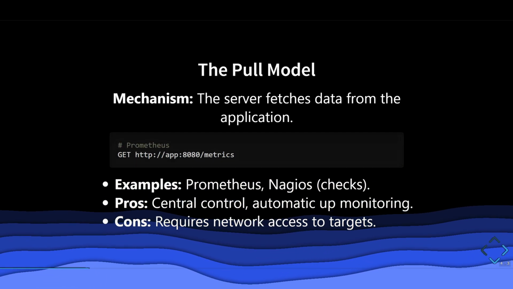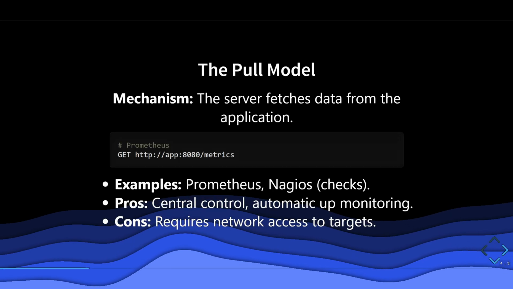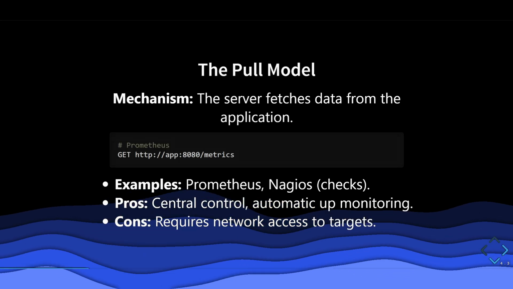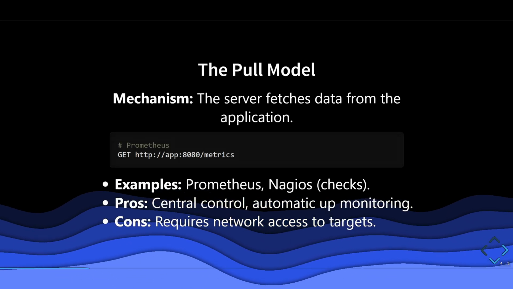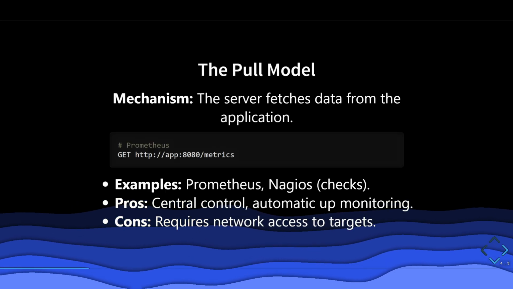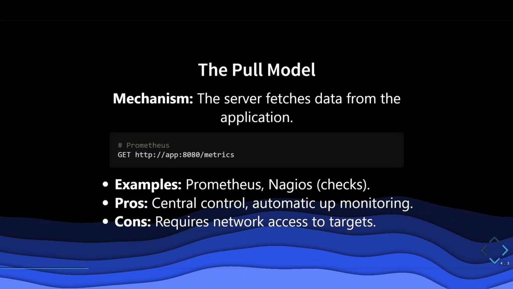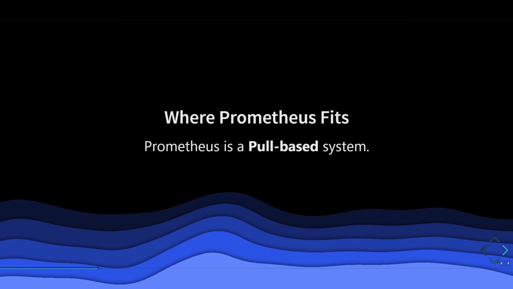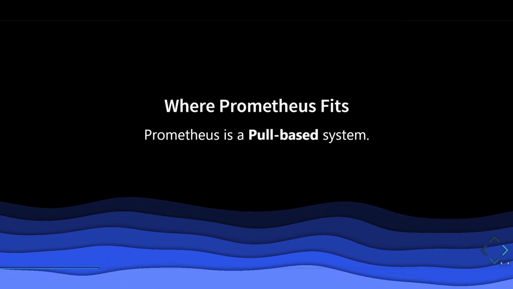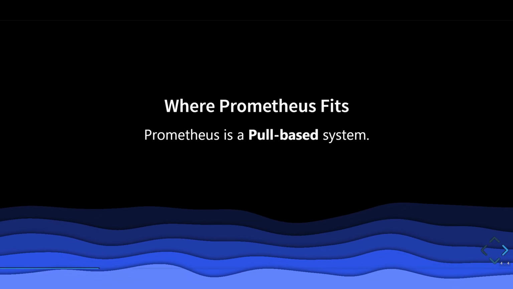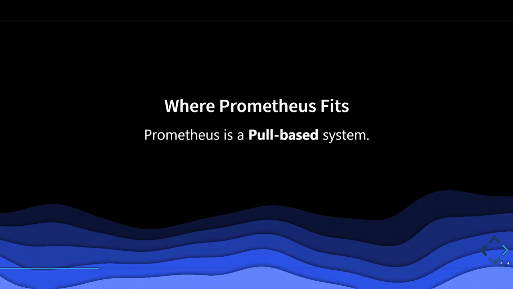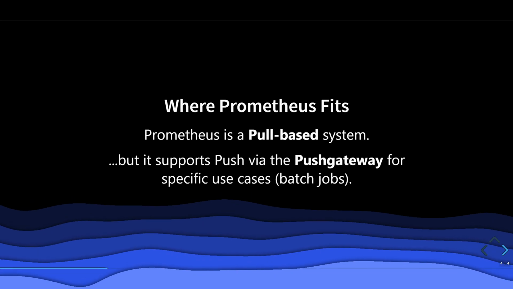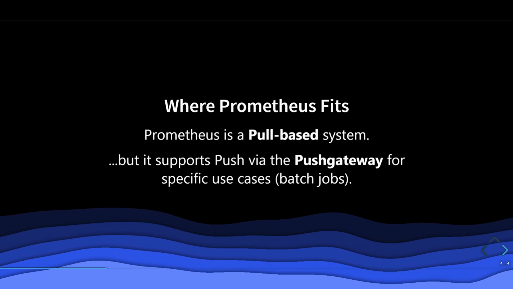The pull model. Here, the server actively fetches data from the application. Prometheus and Nagios are classic examples. This provides central control and automatic monitoring, but requires network access to the targets. Where Prometheus fits. Prometheus is primarily a pull-based system. However, for specific cases like short-lived batch jobs, it supports push via the push gateway.